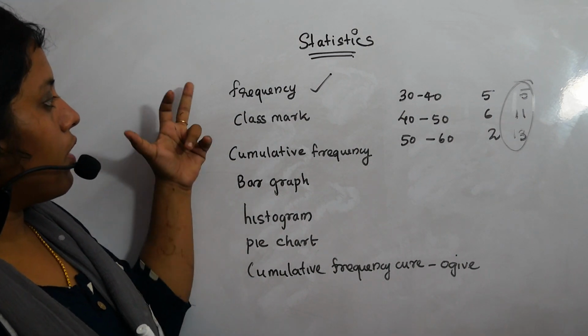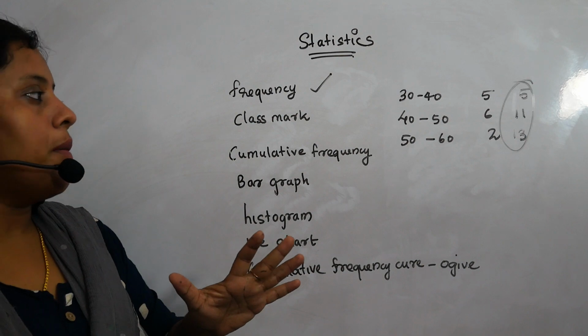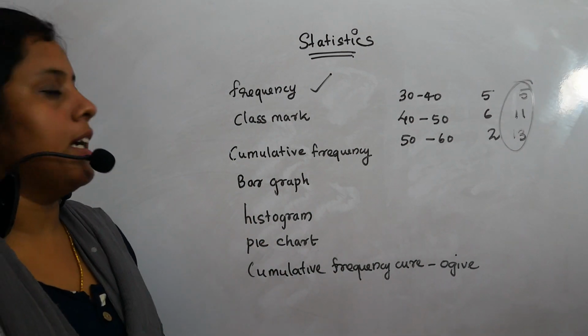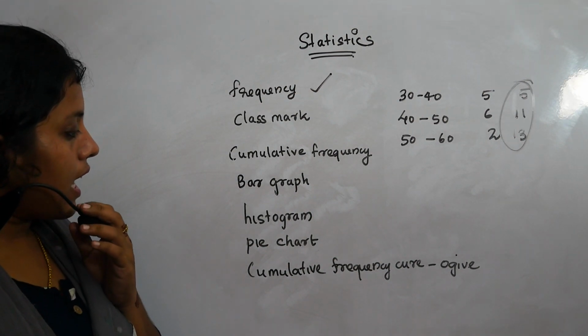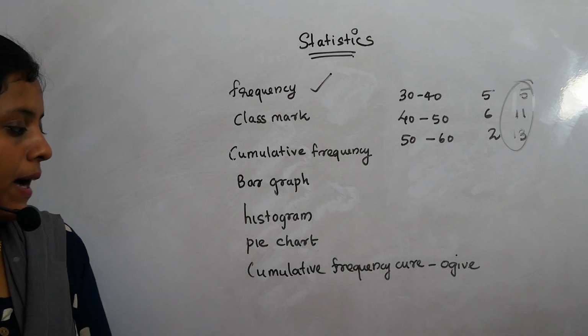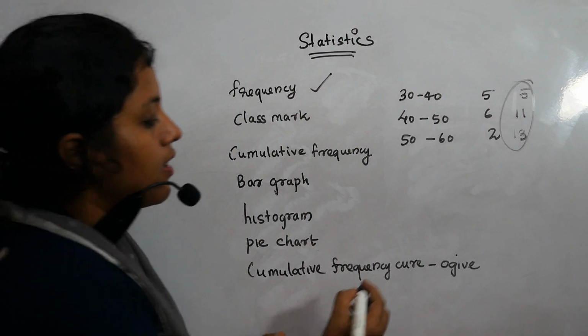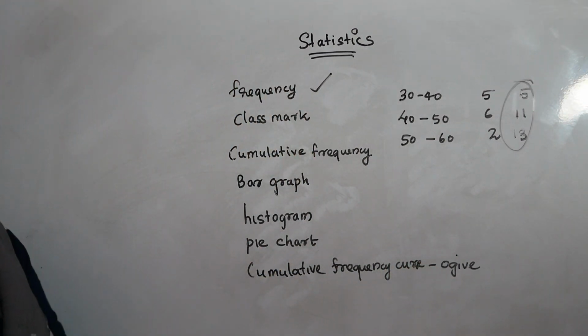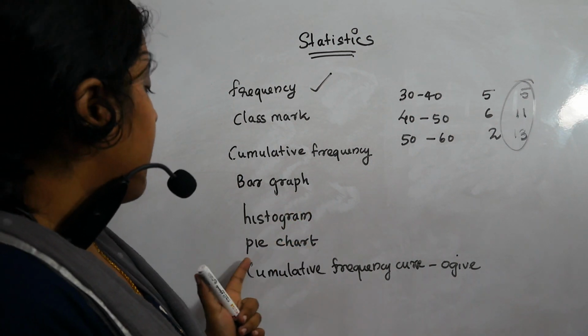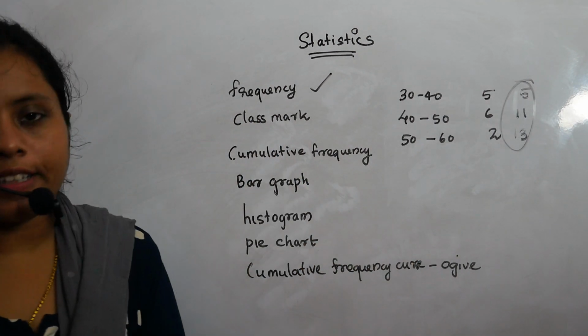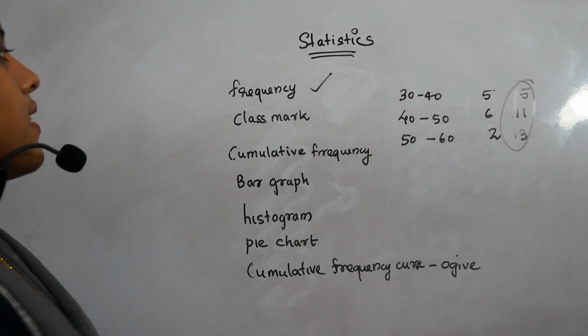Next, if you have understood these terms, it means you have the basic terms in your mind. Now there are different kinds of representations possible, like bar graph, histogram, pie chart, and cumulative frequency curve, another name for which is ogive. I'll just show an example of what a bar graph, histogram and pie chart look like.